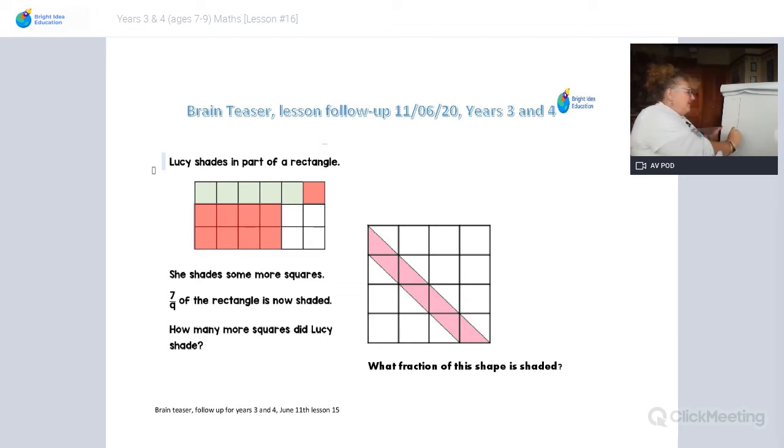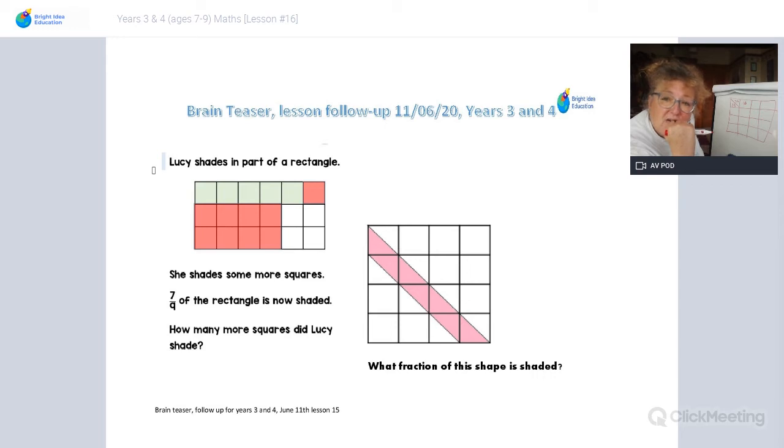If each of those squares, so it's a 4 by 4 square, okay, it's a 4 by 4 square. So each of those squares is a 16th. So half of a square is a 32nd. 1/32. 1 over 32.